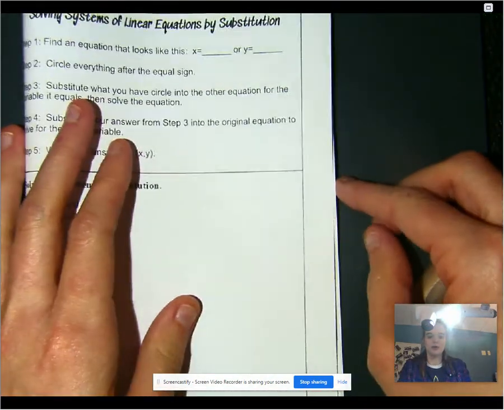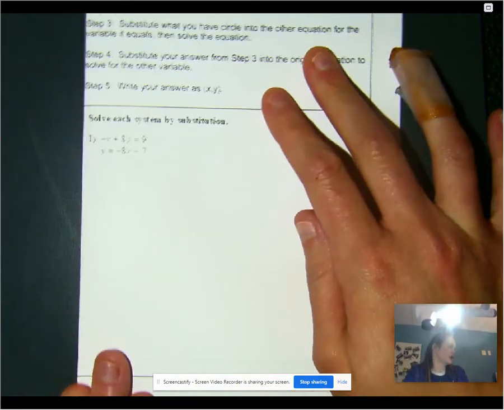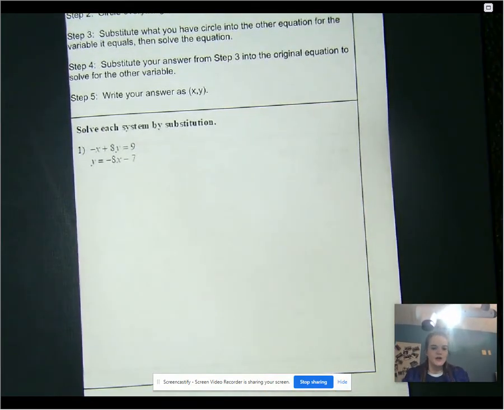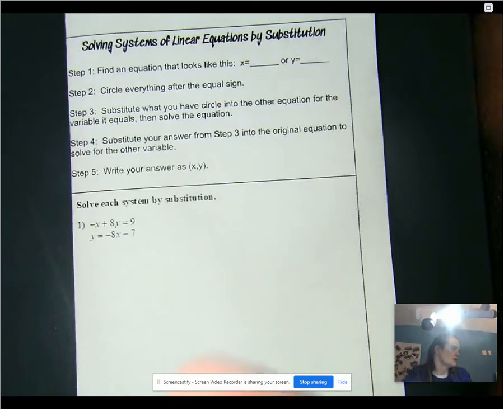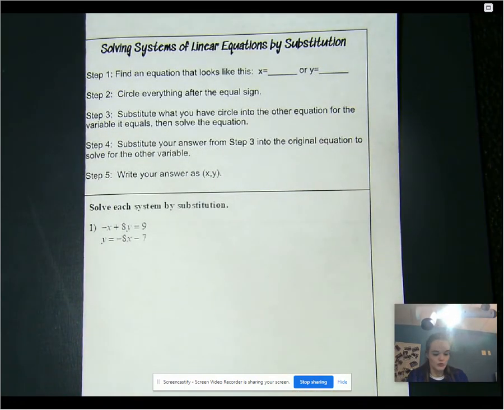All right, so it is a foldable that looks like this. There's only about 4 problems on it. Fold it in half. It gives you the steps, and then we're going to actually solve one. So, to solve by substitution, we literally are going to substitute. That's why it's called what it's called.